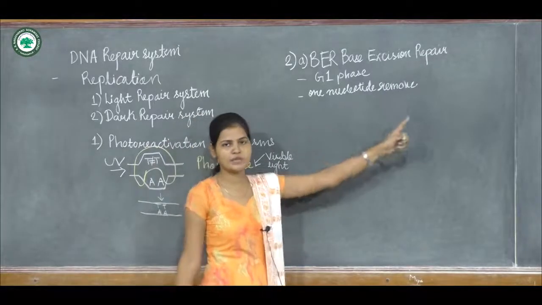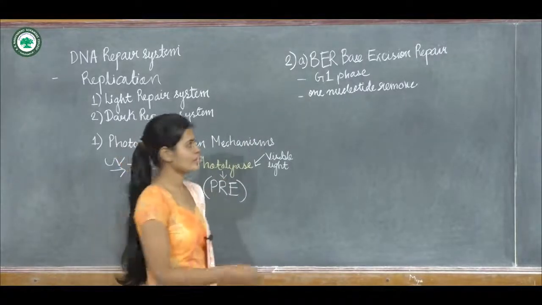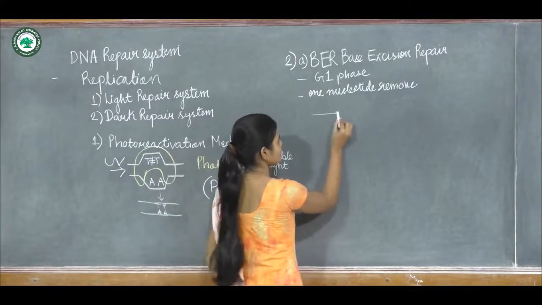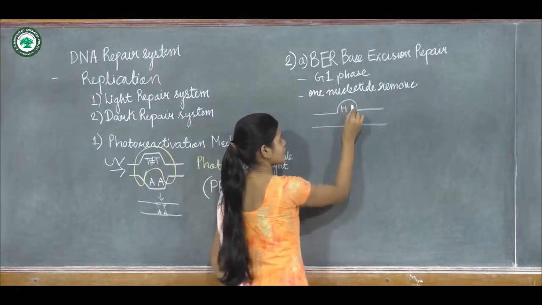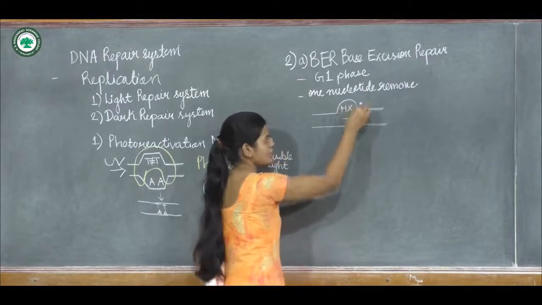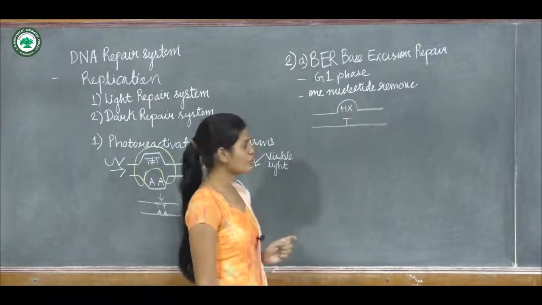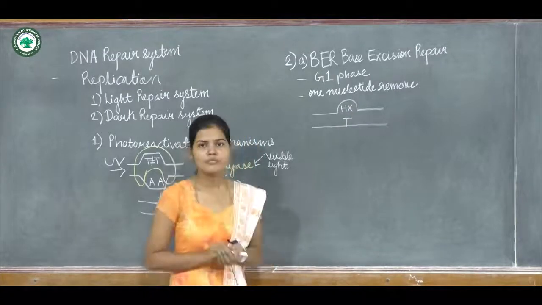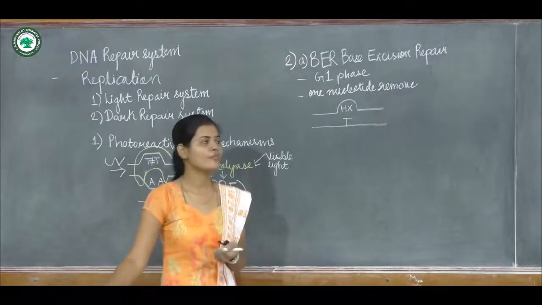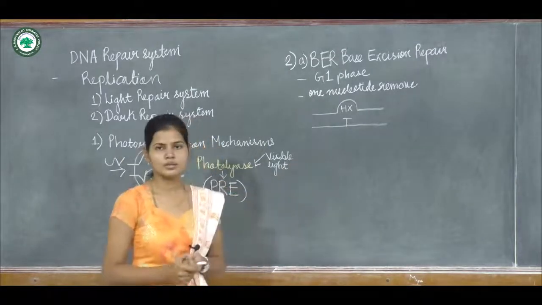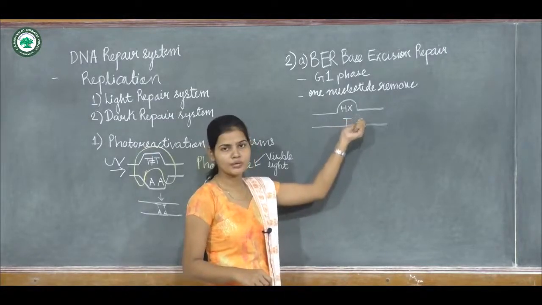The one nucleotide will be removed. So first it is recognized by, suppose this is the wrong nucleotide which is incorporated, that is hypoxanthine. So what will happen, there will be one enzyme, that is glycosylase. It will recognize the mismatch site or the wrongly incorporated nucleotide.